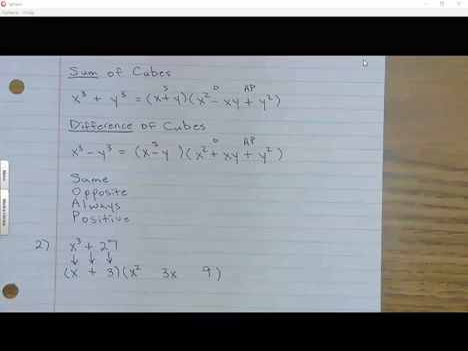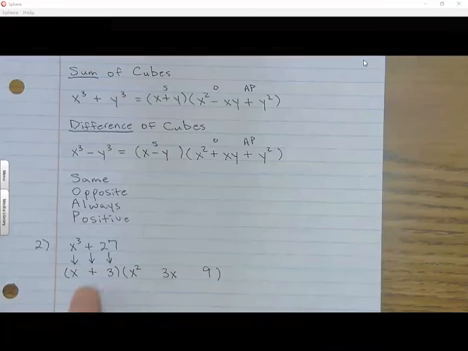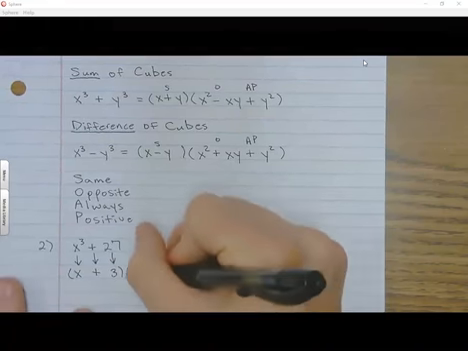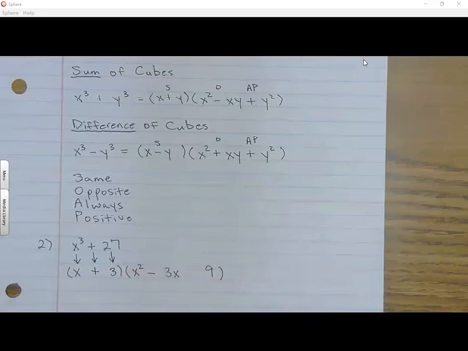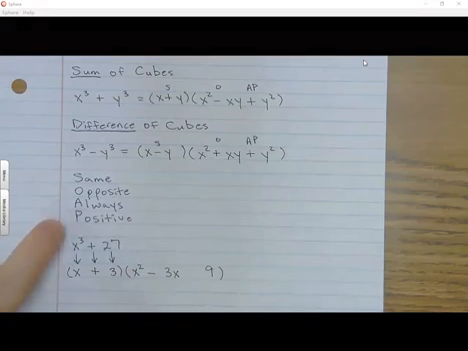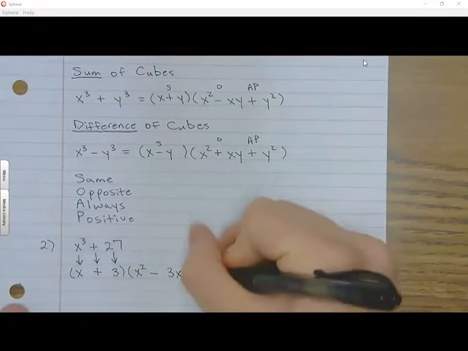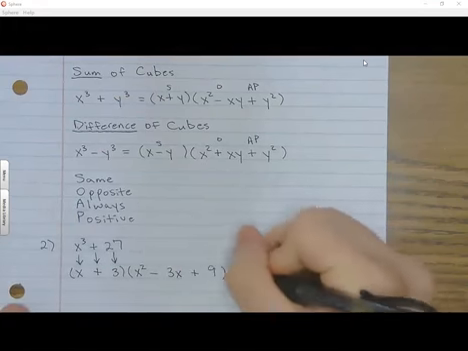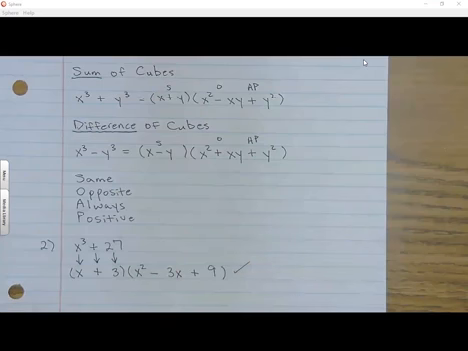Then I'm going to use opposite. Well, what's the opposite of a plus? That would just be a minus, right? So I'm going to put a minus right here. And then the last sign is what? AP, always positive. So I'm going to put a plus right here. And I'm done. No need to factor anymore.